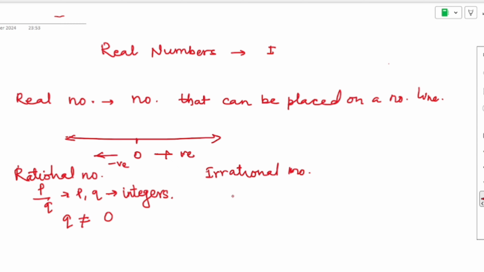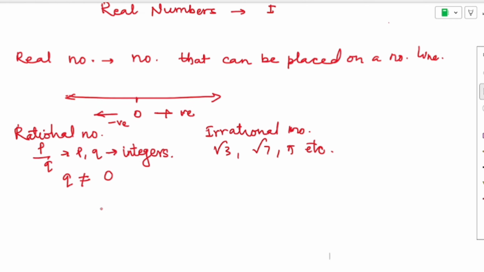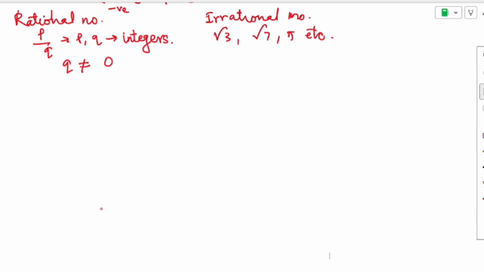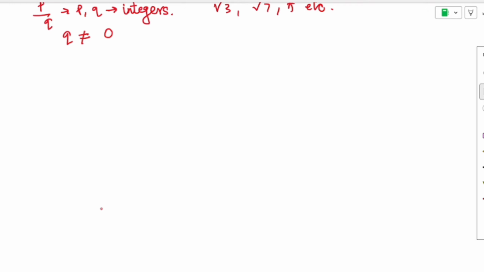Irrational numbers are the numbers that cannot be expressed as the ratio of two integers, like root 3, root 7, pi, etc. Now in this first chapter, we have to learn about the prime factorization of any number, and with the help of prime factorization we have to calculate the LCM and HCF of any given numbers.